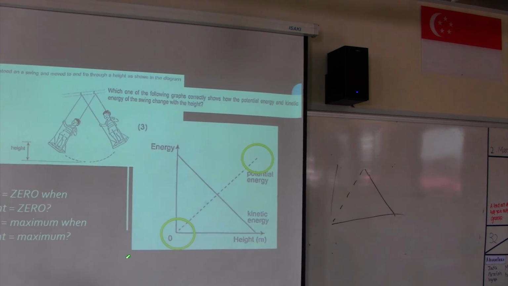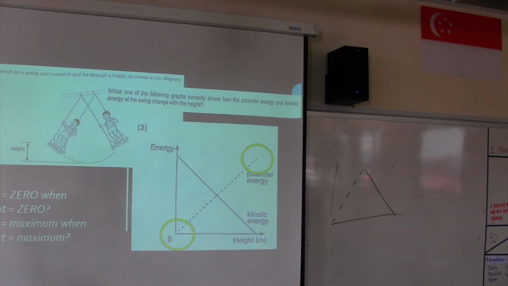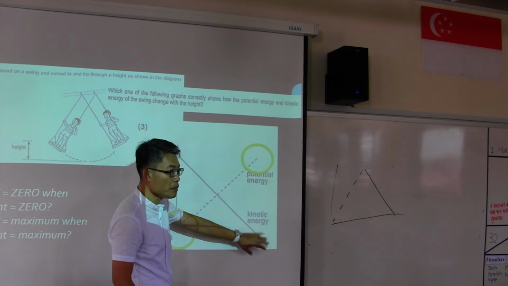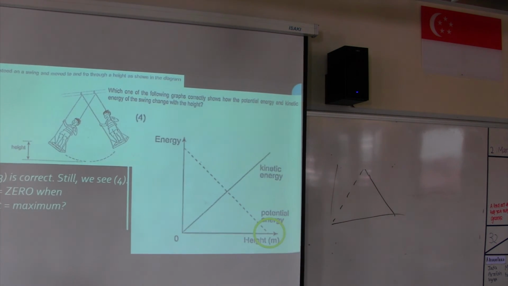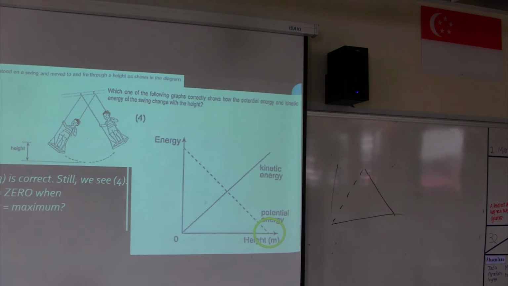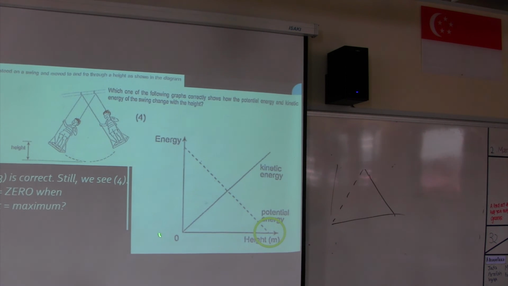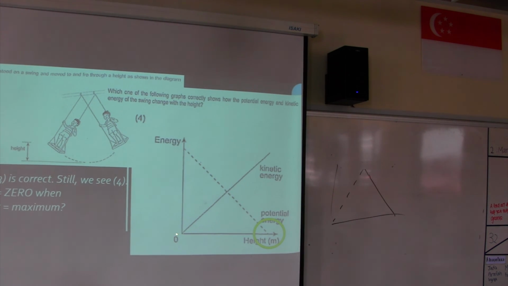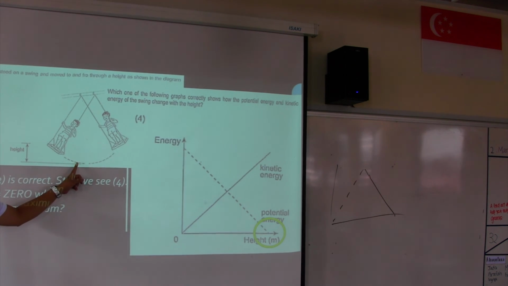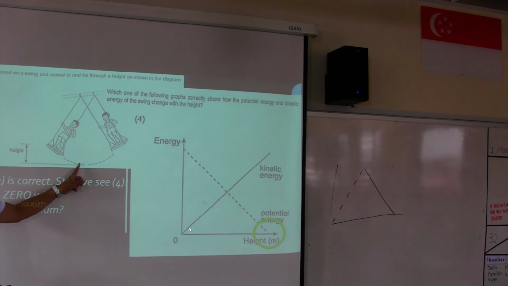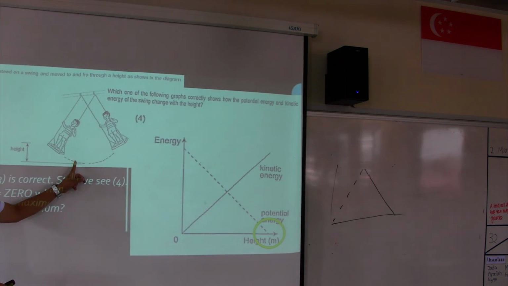And this is the line to tell you. When P is maximum, K is the minimum. It's always opposite one. So 4 is wrong. And 4 is wrong because here, they are saying that at the start here at 0, at 0 centimeter, you see? At 0 cm, maximum PE. Cannot be, right? That's the lowest one. That's why the graph part read wrongly.